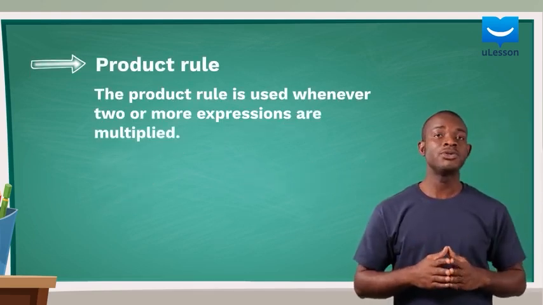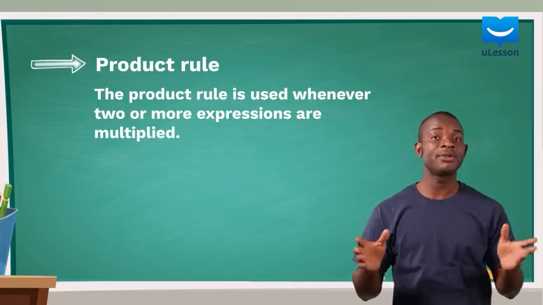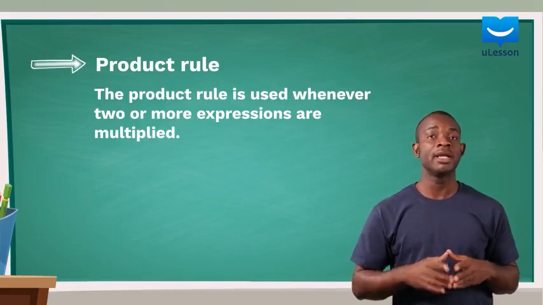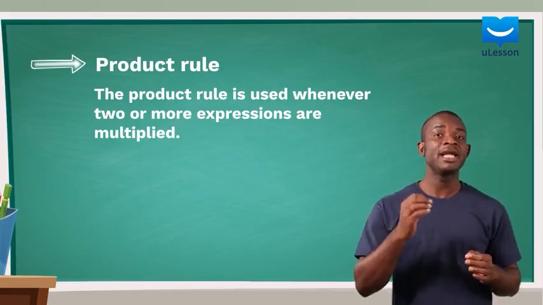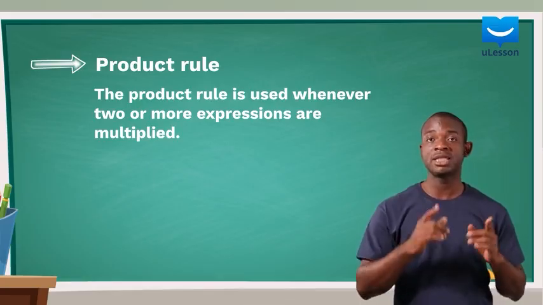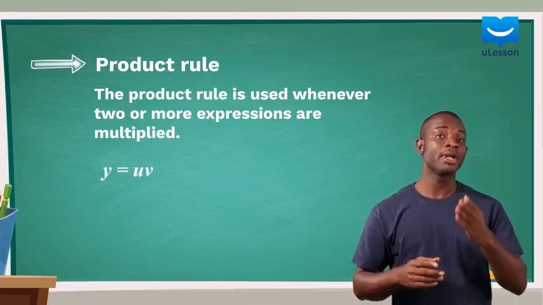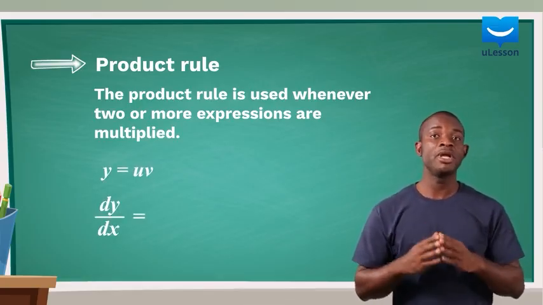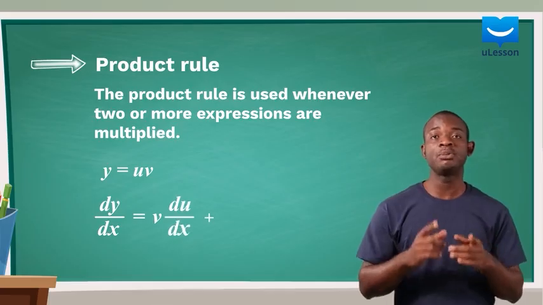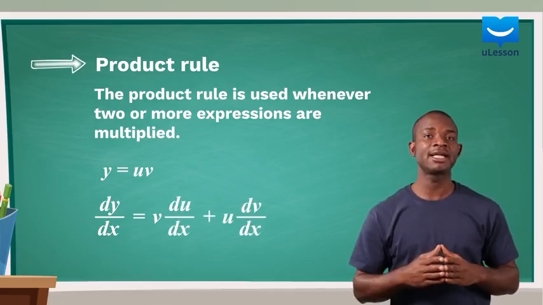The product rule is used whenever two or more expressions are multiplied. It states that given any function y such that y equals uv, then dy/dx will be equal to v du/dx plus u dv/dx.